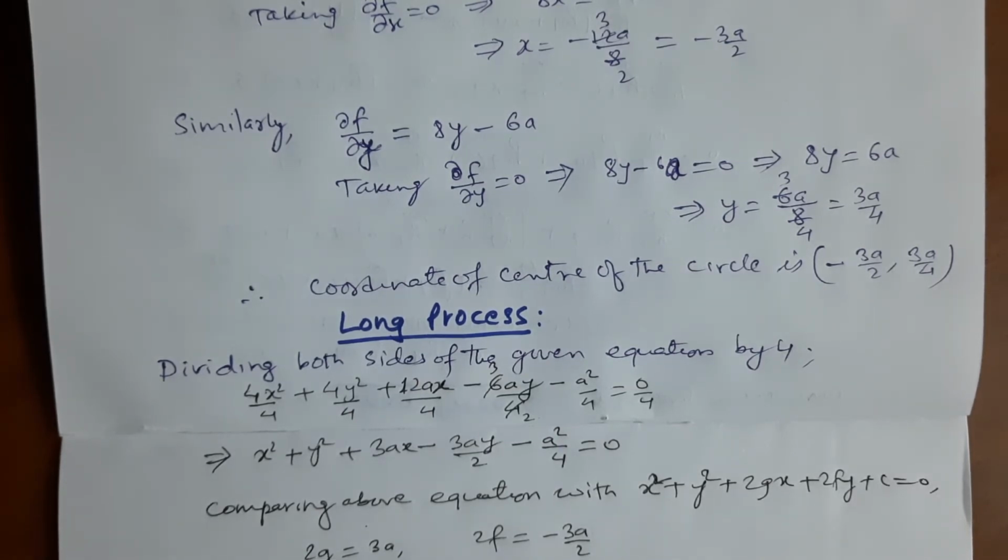Now the coordinate of the center of the circle is given by minus g, minus f, and this equals to, here minus g means minus 3a over 2, minus f, this minus this becomes plus 3a over 4. Okay, this is the coordinate of the center of the circle.